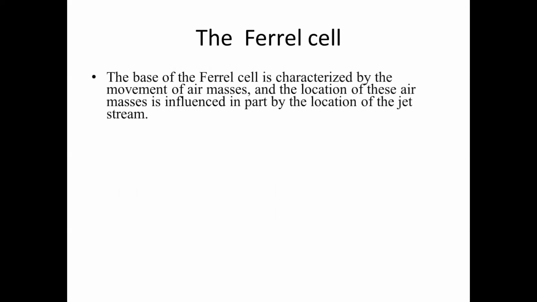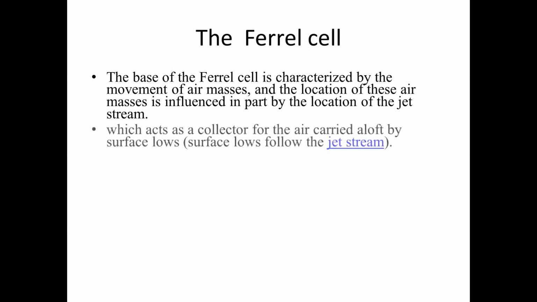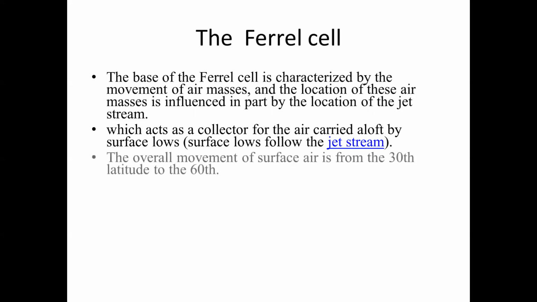The base of the Ferrel cell is characterized by the movement of air masses, and the location of these air masses is influenced in part by the location of the jet stream, which acts as a collector for the air carried aloft by surface lows. Surface lows follow the jet stream. The overall movement of the surface air is from the 30th latitude to the 60th.